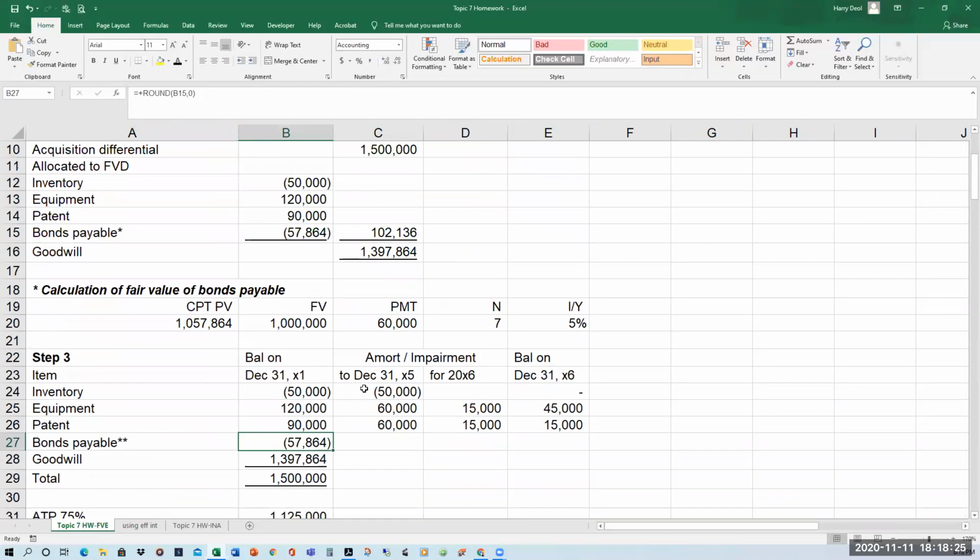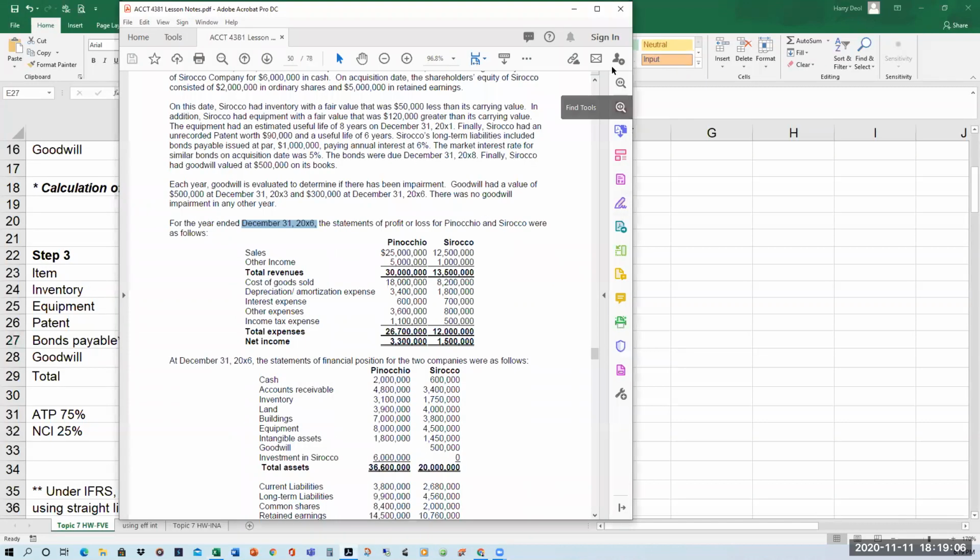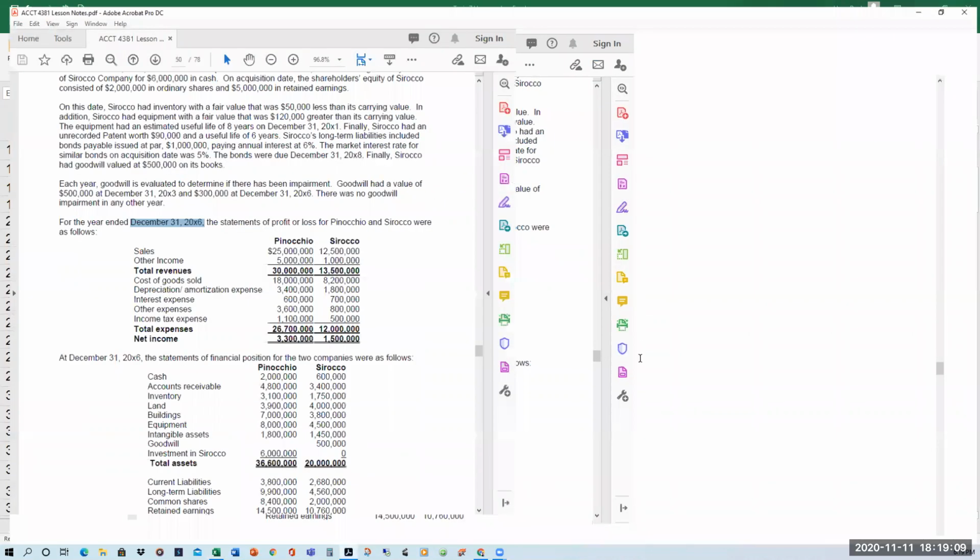The bonds had a remaining time to maturity of 7 years. This $57,864, we'll assume that it is amortized over 7 years on a straight line basis. So 57,864 divided by 7 times 4 years gives us $33,065 amortization up to the year 2005. For the year 2006, it's 1/7 of 57,864. Again, these numbers are rounded to the nearest dollar, and we're left with a balance of 16,533 credit unamortized.